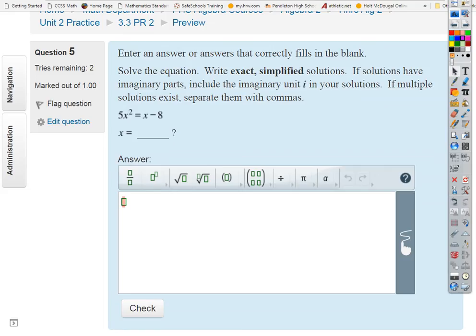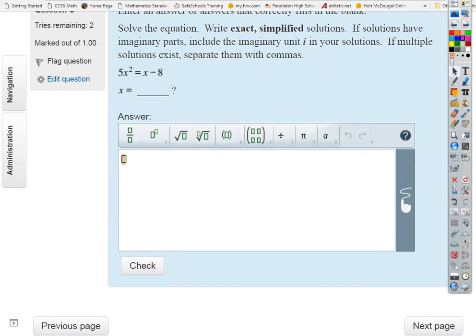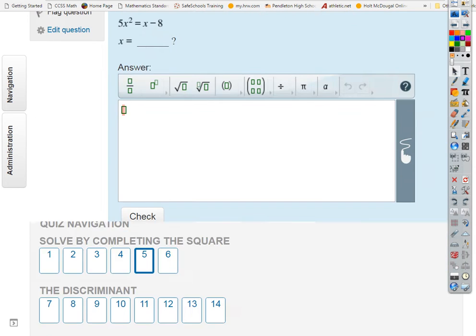Okay, here's a couple harder problems that I'll add to the previous video solutions for the 3.3 practice 2 video solutions. So just look at a couple of these here real quick. On this one, we're supposed to solve by completing the square.